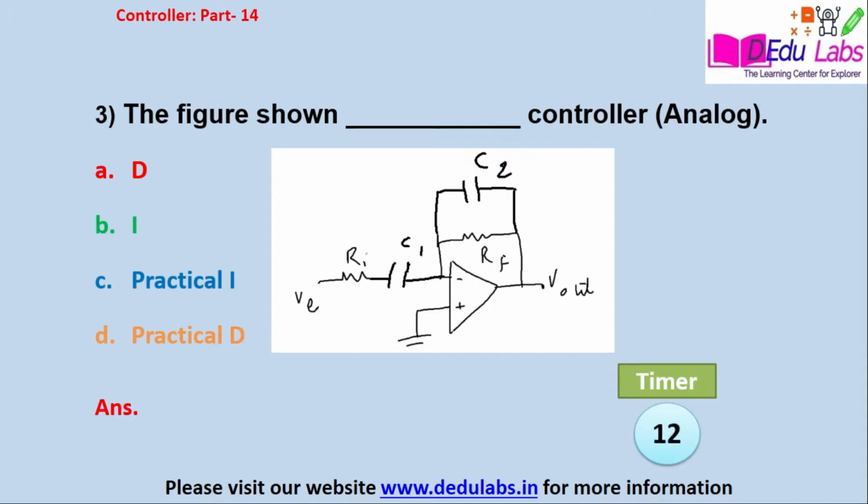The answer is option number D, that is a practical D. See, as shown in the figure, the voltage error is applied to the negative terminal of the op-amp through two components, a resistor and a capacitor, connected in series. Similarly, in the feedback, there are RF and C2 connected in parallel. When you solve this equation, the equation looks like the derivative. So this figure is nothing but a practical derivative.